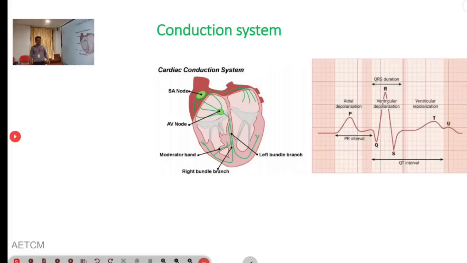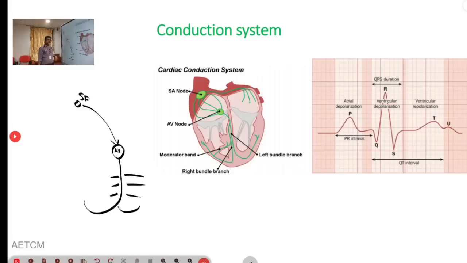Now I'll give a glance at the conduction system here. Electrical activity is like this: SA node. From the SA node the electricity goes to the AV node. Then from there it goes to the bundle of His. Then it spreads to the right side and left side. The electrical activity in the conduction system runs like this, and SA node activation produces the P wave. The time taken from SA node to AV node is the PR interval. PR interval is from the start of P to the start of the QRS complex. Then the bundle of His is marked as the QRS complex.